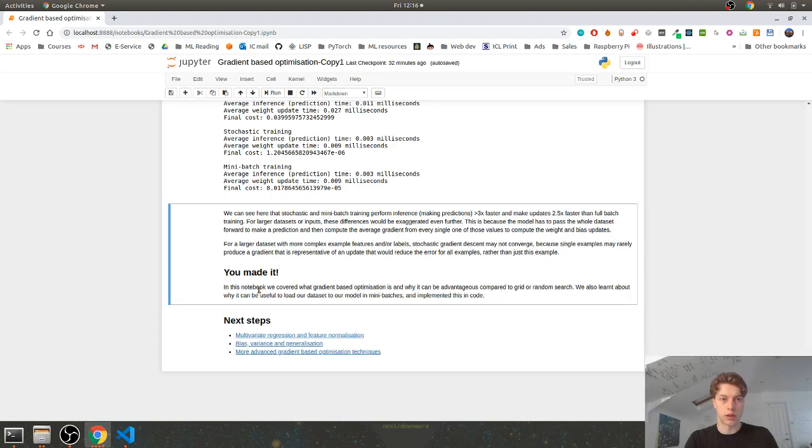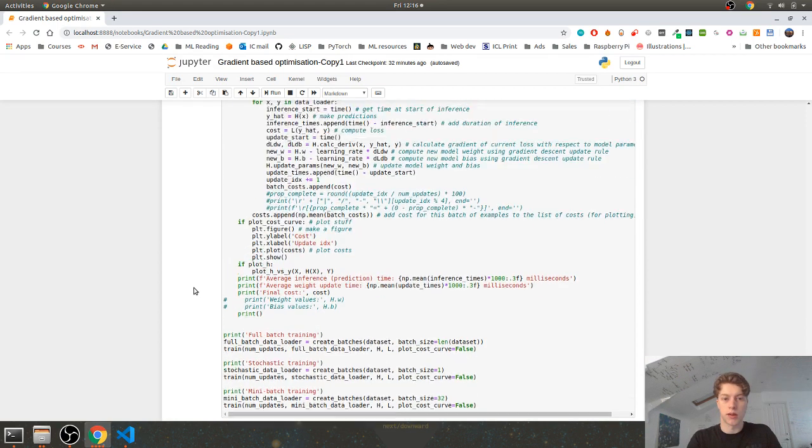Cool, so that was it. That was the whole notebook. We covered gradient-based optimization, what it is and why it's advantageous compared to grid or random search, and we've also learned about why it can be useful to load our data set into mini batches, and then we implemented that in code.